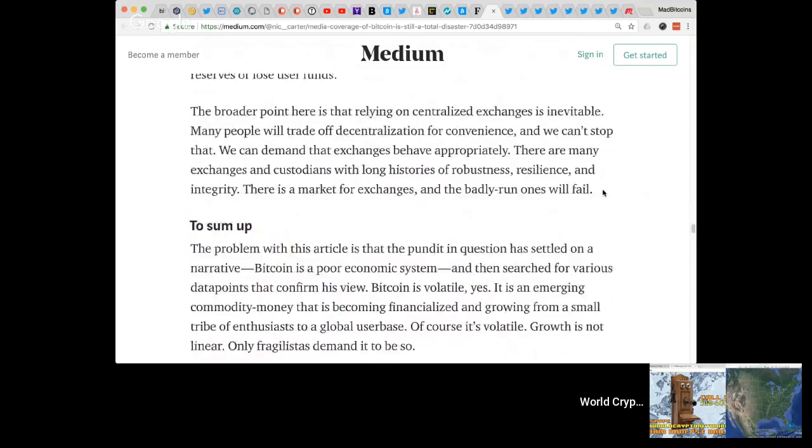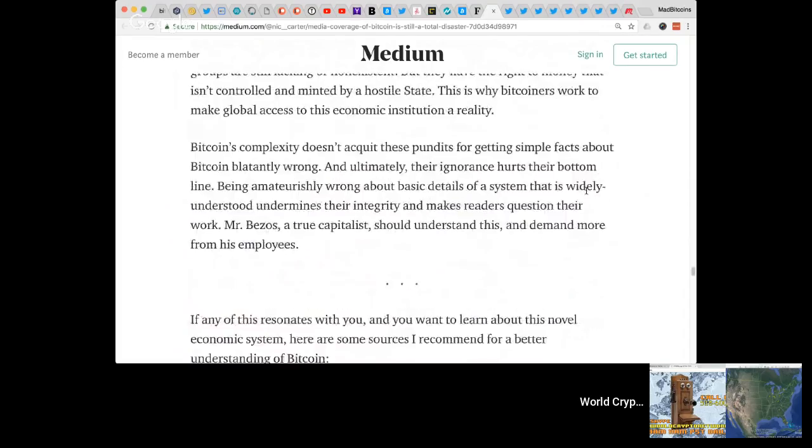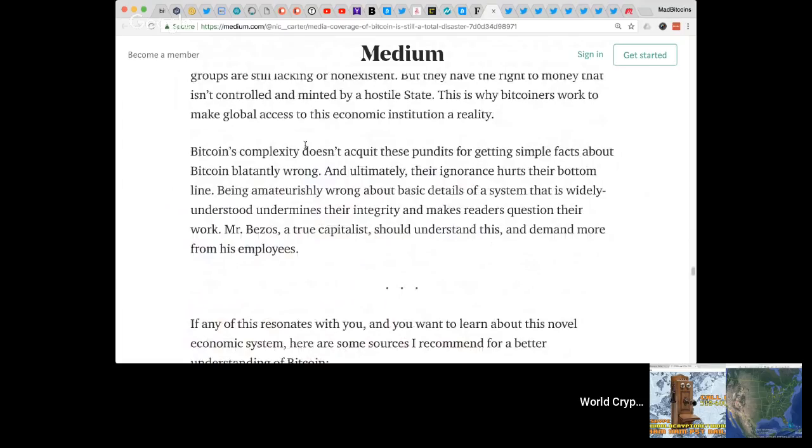But great rebuttal by Nick Carter. Let's go straight to his summary. Summary is really long too, man. You've got to give me a little bit less. But let's see. Bitcoin's complexity doesn't acquit these pundits for getting simple facts about Bitcoin blatantly wrong. And ultimately, their ignorance hurts their bottom line. Being amateurishly wrong about the basic details of a system that is widely understood undermines their integrity and makes readers question their work. Mr. Bezos, a true capitalist, should understand this and demand more from his employees.